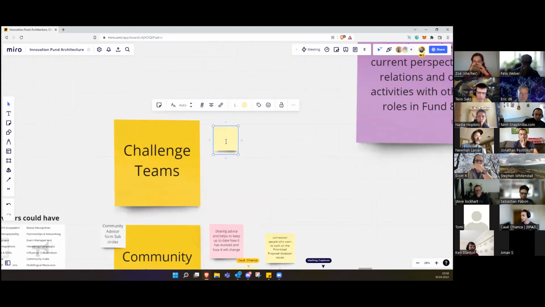What else would you, I see a lot of challenge team members here. How have you, or has any proposal assessor, come to you as community advisors, basically? We could talk a week about this. It's a mess.